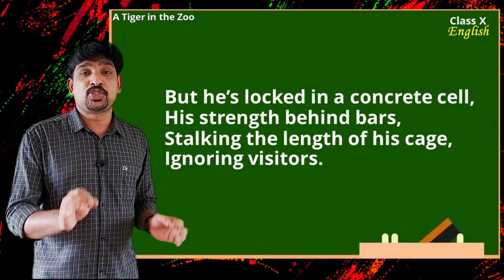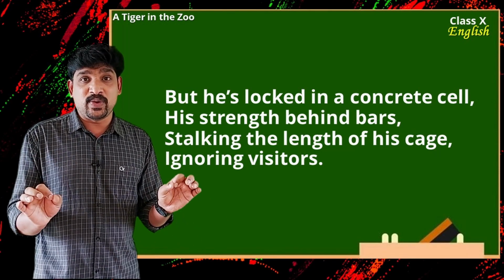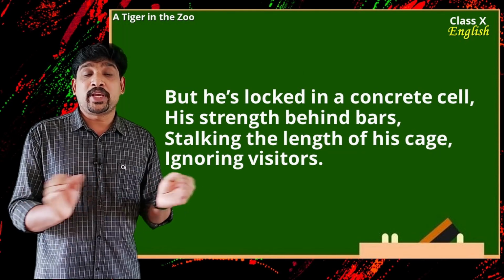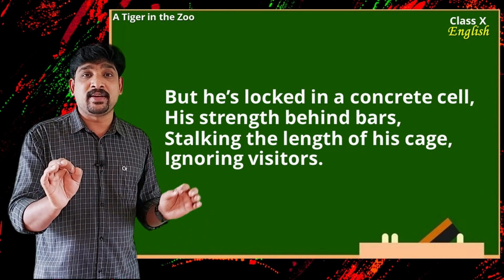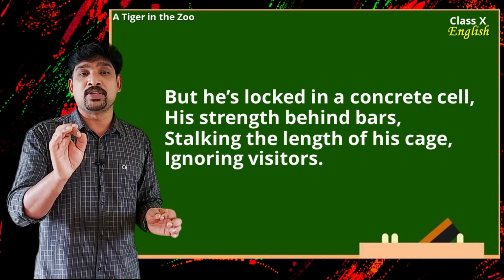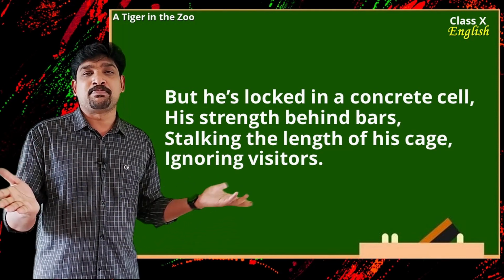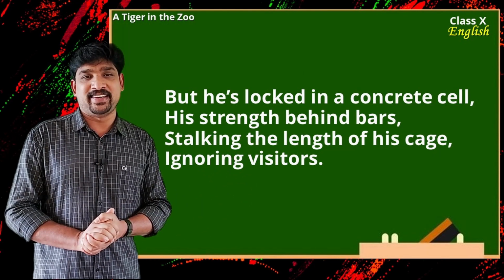He just walks to and fro in the cage. He is very well aware that he can't do anything by being in the cage. So he never tries to terrorize or frighten the visitors, the people who come to the zoo to see the animals there. He ignores them because his power is restricted by the cage.